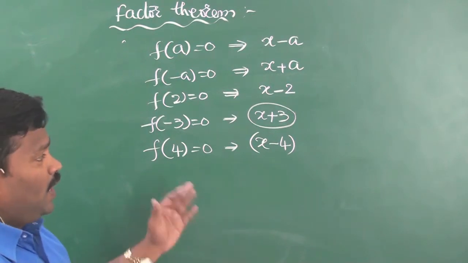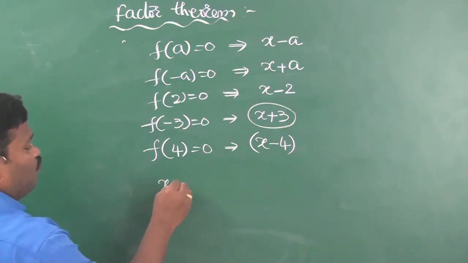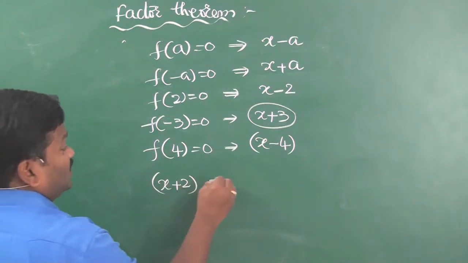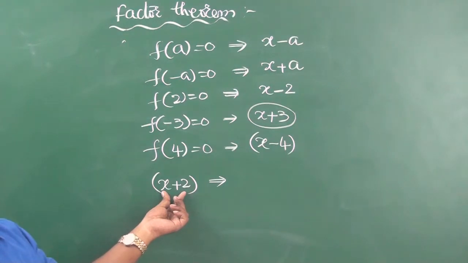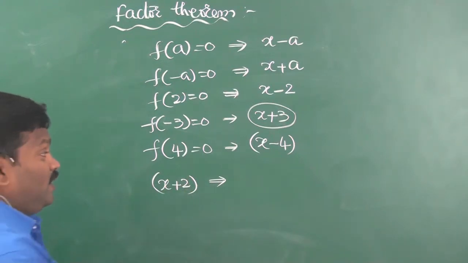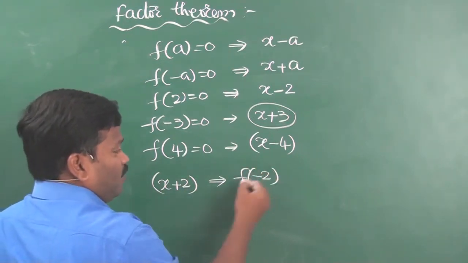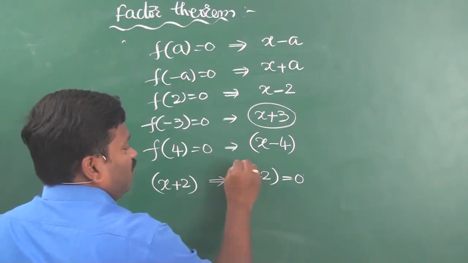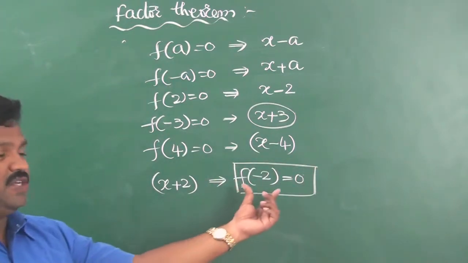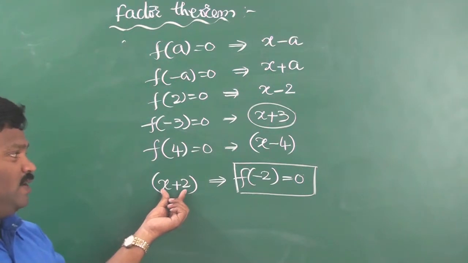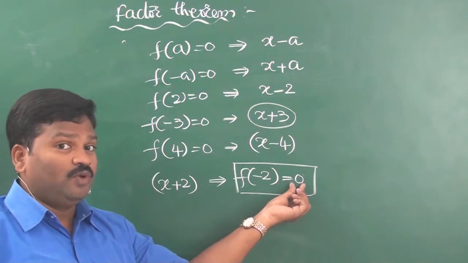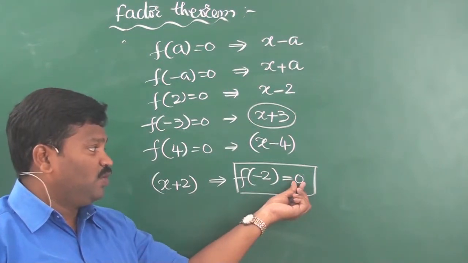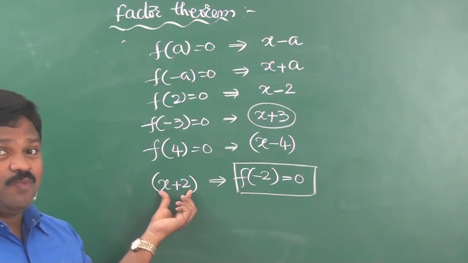Is it clear? Again, if x plus 2 is a factor, then what is the condition? What is the remainder? F of minus 2. The remainder should be equal to 0. F of minus 2 equal to 0. This is the condition. If x plus 2 is a factor, f of minus 2 equal to 0. Don't forget to keep it equal to 0. The remainder equal to 0, then only this divisor becomes a factor.